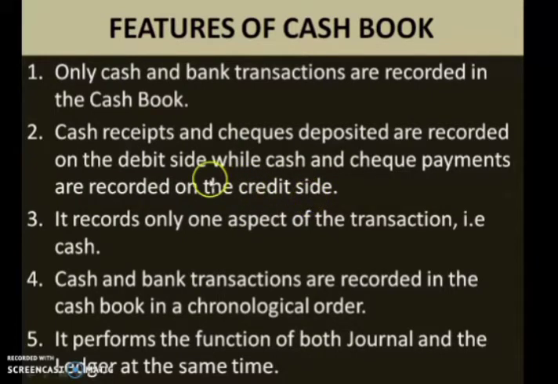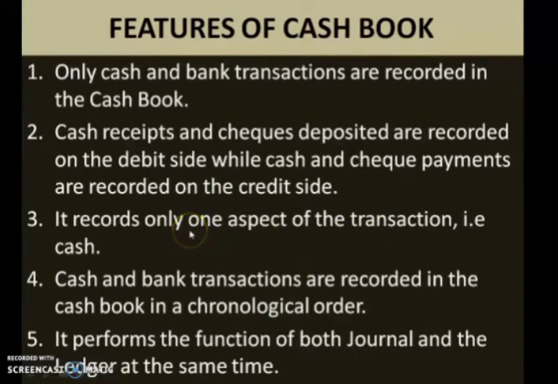Whenever there is an increase in cash, because cash is an asset, you will record it on the debit side of the cash book. And whenever there is a decrease in cash, that is payment of cash, then you record it on the credit side. So following that rule of debit and credit, you have to make a record of the transaction in the cash book.